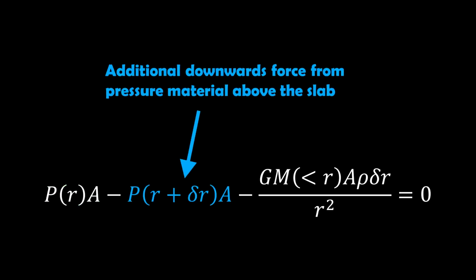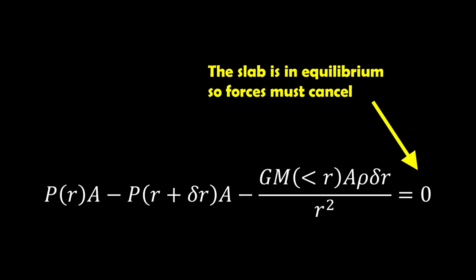We then also have an additional part, which is a downward force from the pressure of the material above the slab. So the material above the slab is acting downwards, so that's going to be a negative force compared to the one in the other direction. We then also have the gravitational force acting on it next to that. But again, we're assuming that it's in equilibrium, so the forces must cancel each other out. So all of those together should equal 0.